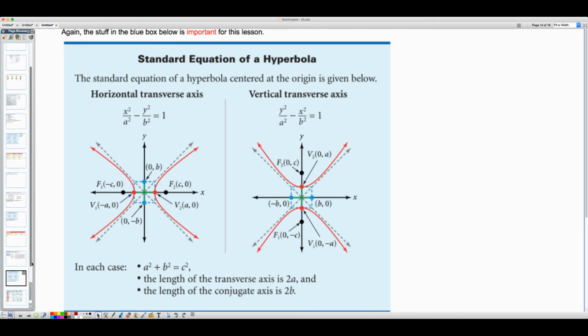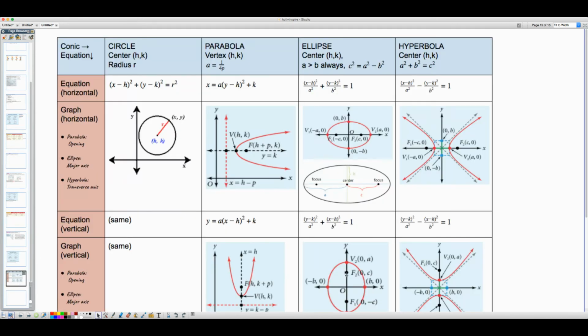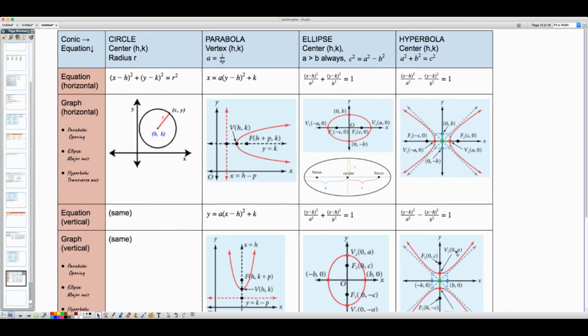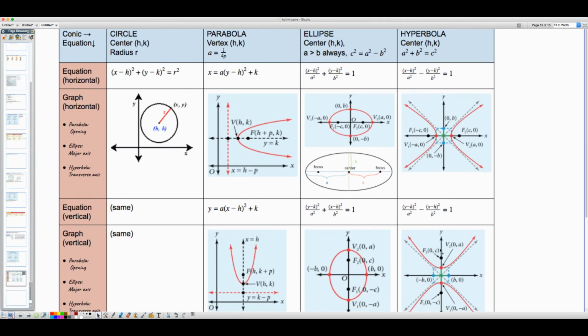And in each case, you're going to be looking at formulas. I've prepared a sheet here which summarizes everything. Circles don't open horizontally or vertically, but parabolas can. An ellipse can be horizontally or vertically oriented, and same with the hyperbola. And here are the formulas that you would use, and we'll do some practice problems.